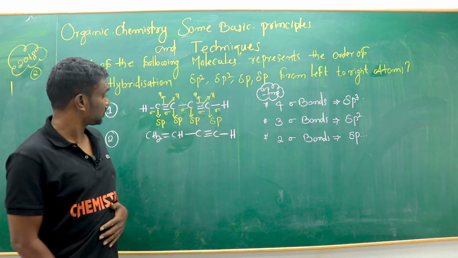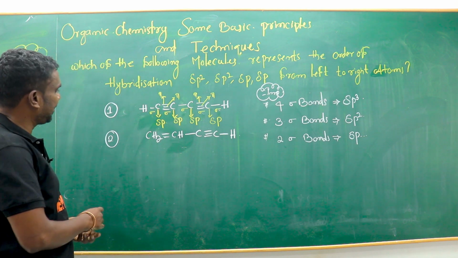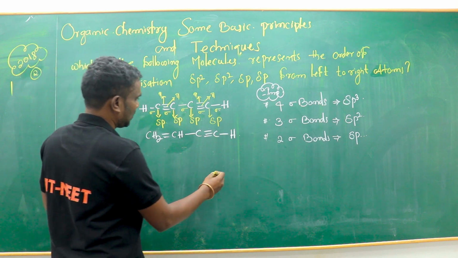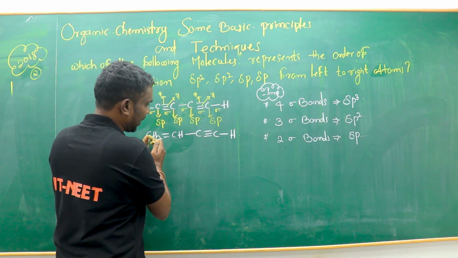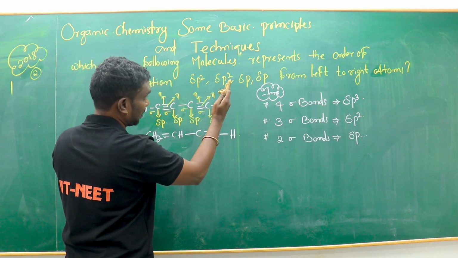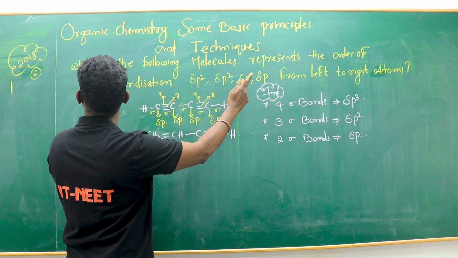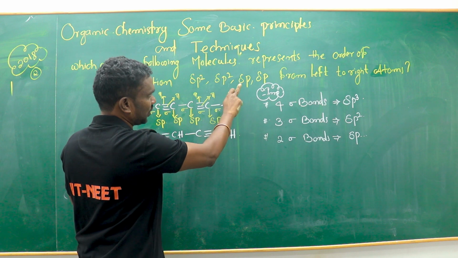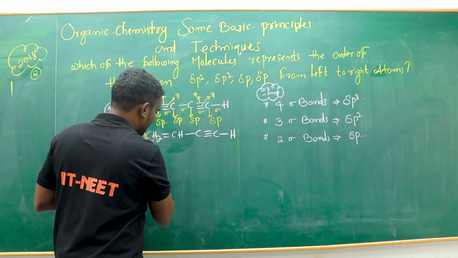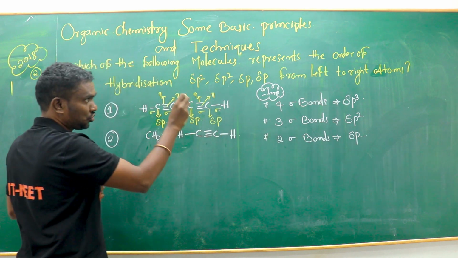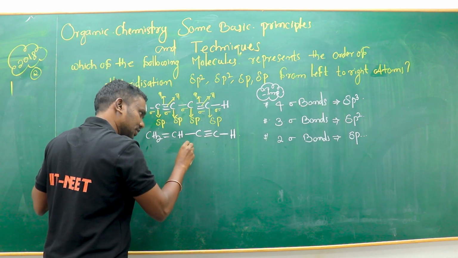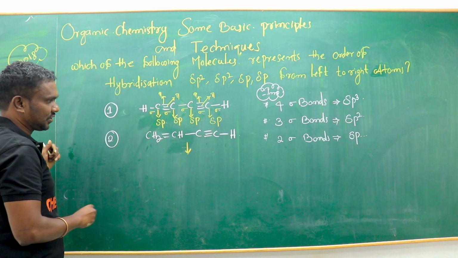So next, see next, observe carefully. This option, left to right, asked beta, represents what? Which of the following molecules represent the order of hybridization sp2, sp2, sp, sp from left to right? Means like this, right? Chalo. See, observe carefully, beta. This is the right option actually. I will elaborate this structure actually.